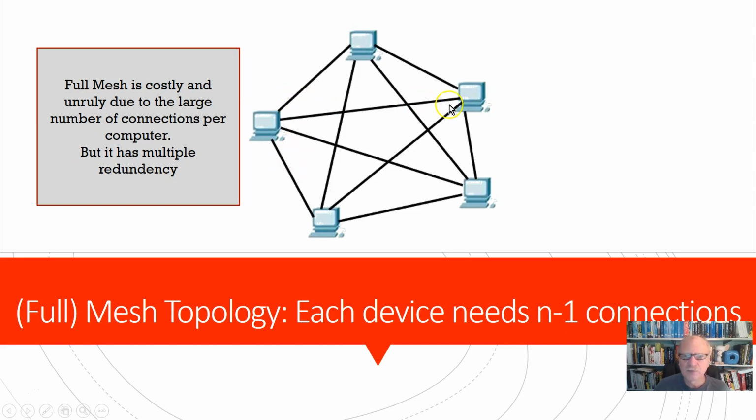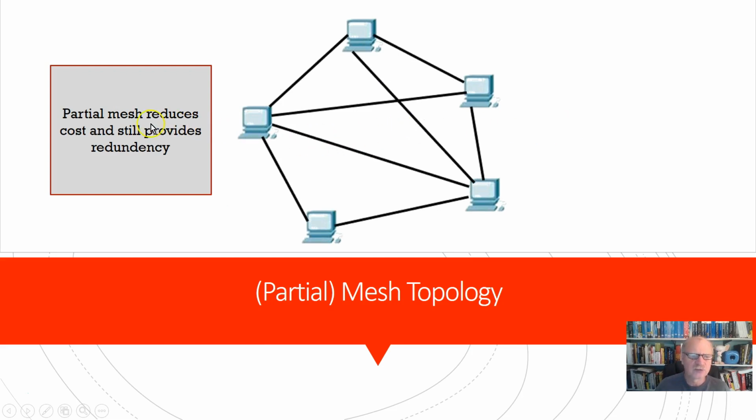Now we do get this multiple redundancy. I can go in all sorts of different directions to get to the PC I want, but it's a nightmare to set up, and it's costly, and I have to have all these connectors, which is not realistic. The partial mesh gets us around that. It reduces cost, and it still provides redundancy. So a partial mesh is really sort of how we get around the problem of the full mesh of all those connections to each computer.